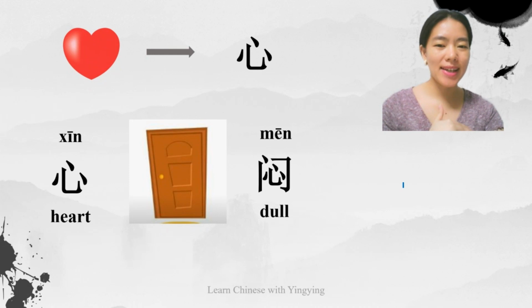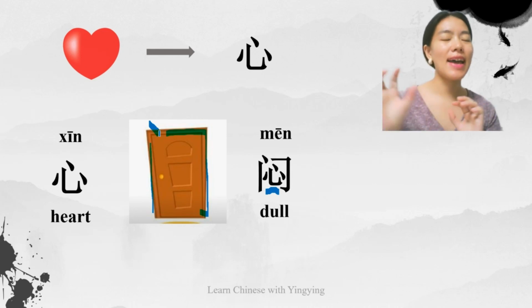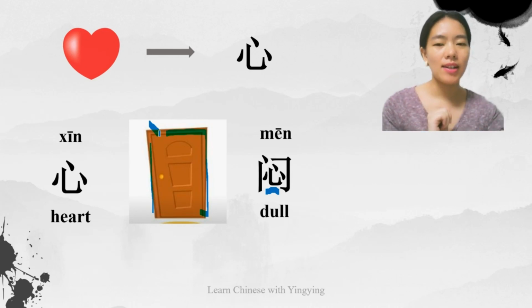Okay, this word is mèn. Mèn. It means down. So do you notice it's a heart inside of a door? And this is the door. It has a very strong association, isn't it? This is the shape of the door, and this dot kind of means the hinge, which lets the door be opened and closed. So a heart inside of a door.